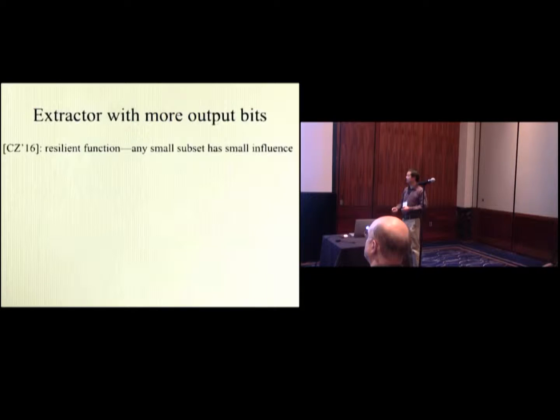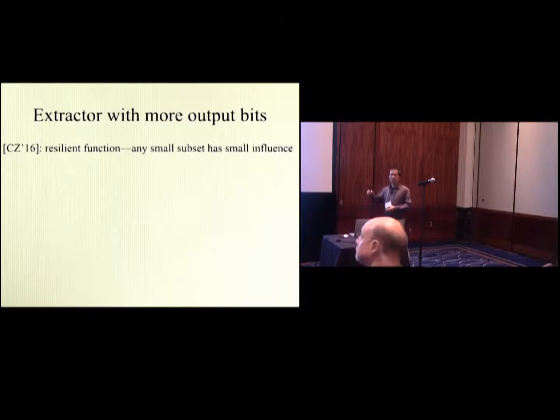Okay, so that's the first part. And in the next part, I'm going to talk about how we can get more output bits from this non-oblivious bit fixing source. So again, we'll start with the extractor construction in the work by Chattopadhyay and Zuckerman. They already have an extractor for this non-oblivious bit fixing source, except, again, they only output 1 bit.